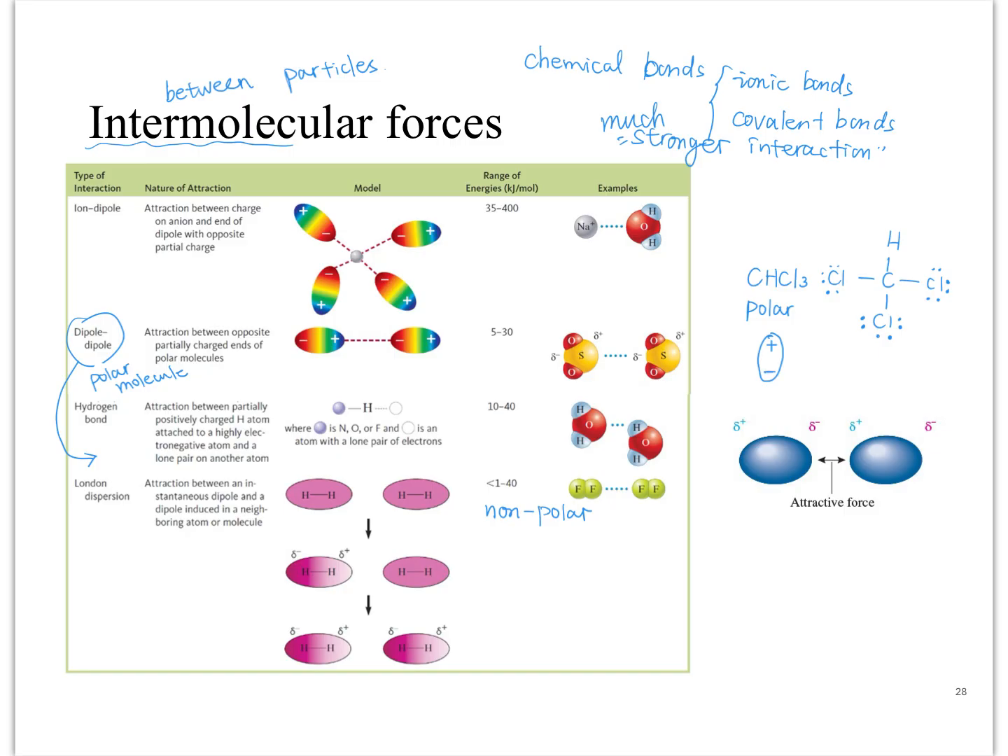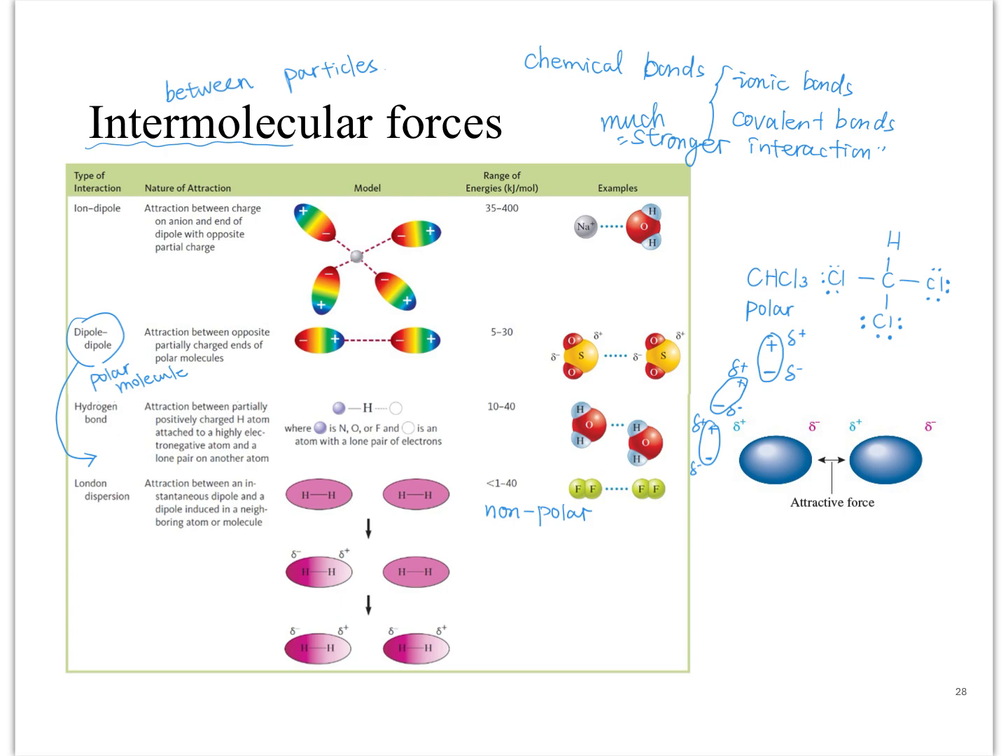A lot of the time we are going to use partial positive, partial negative. This is delta to indicate that. And because of the slight charge separation, imagine if you have another CHCl3 molecule, the positive charge side will interact with the negative side, and the negative side will interact with another positive side. And because this is a permanent partial charge separation, like a permanent little magnet, a dipole, they will interact with each other much stronger compared to a London dispersion force.